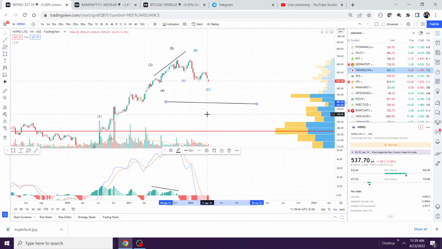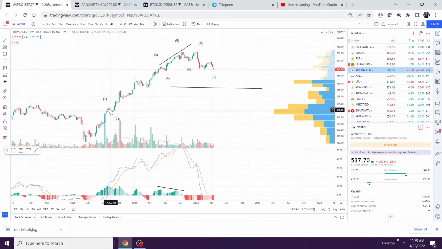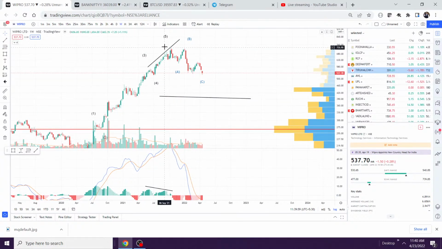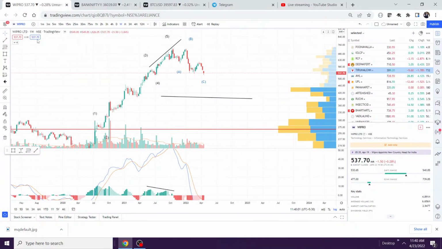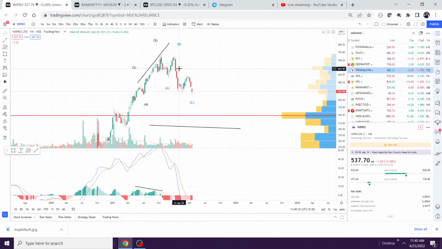Let me count the waves in this. You can see there is one, two, three, four, five. Don't pay attention to the count. You just have to find out where there is a divergence. Like divergence, you can see here and here. So mark the third and fifth there. And once the fifth wave is complete, you will get a corrective formation. So you can see it is not the right time to invest in the stock, right?